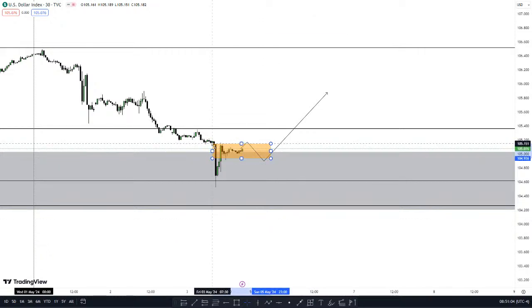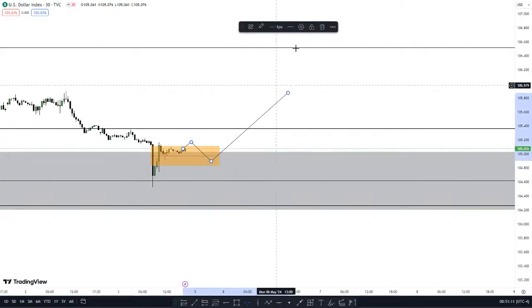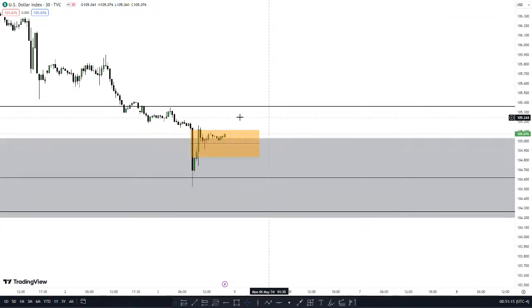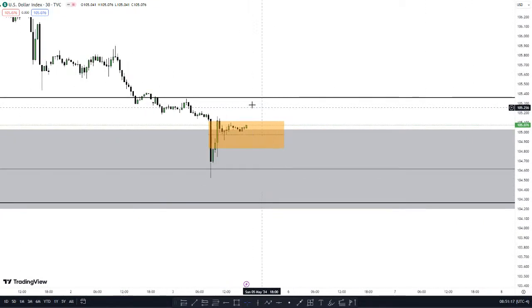So we did close above this 30-minute fair value gap right there. Let me get that out of the way. So now 30 minutes is as far as I go down below.